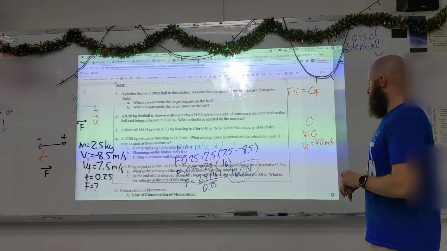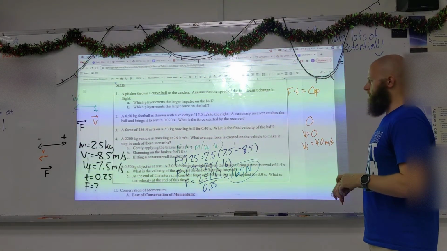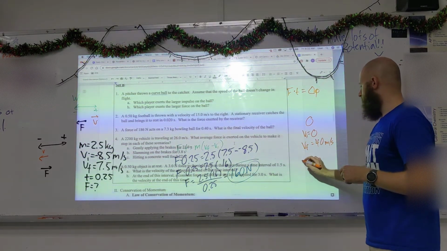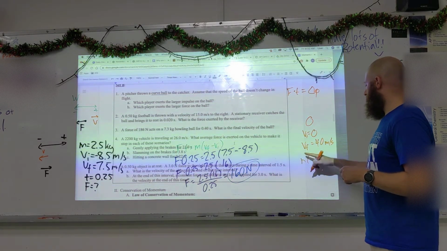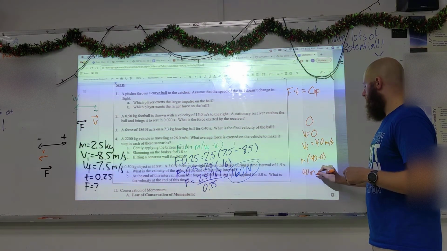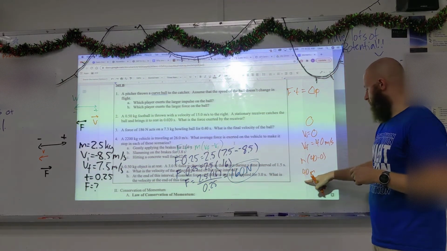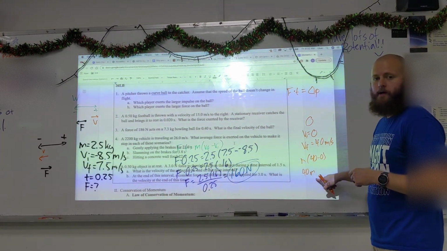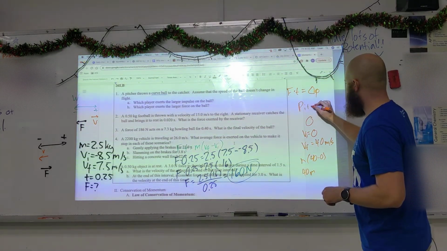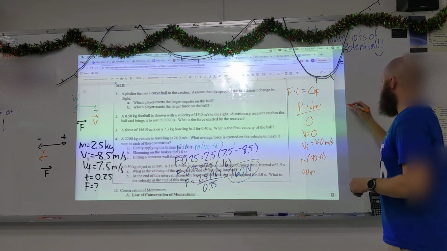So this is what it is initially, and we have the same mass of the ball. So his change in momentum will be m times 40 minus 0, so it'll be 40m. That will be his change in momentum. So his impulse will be 40 times the mass of the ball. Okay, now, so this was the pitcher. Now let's look at the catcher.